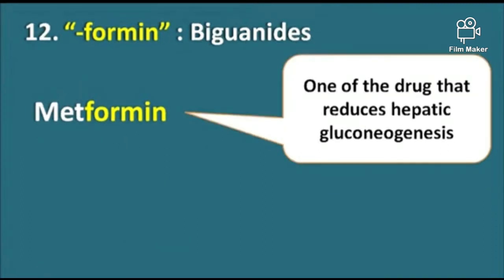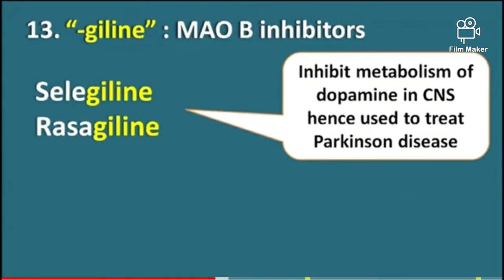Floxacin. Formin, biguanides: metformin, one of the drugs that reduces hepatic gluconeogenesis. Giline, MAO B inhibitors: selegiline, rasagiline inhibit the metabolism of dopamine in the CNS, hence used to treat Parkinson's disease. Gilines are used in the treatment of Parkinson's disease.